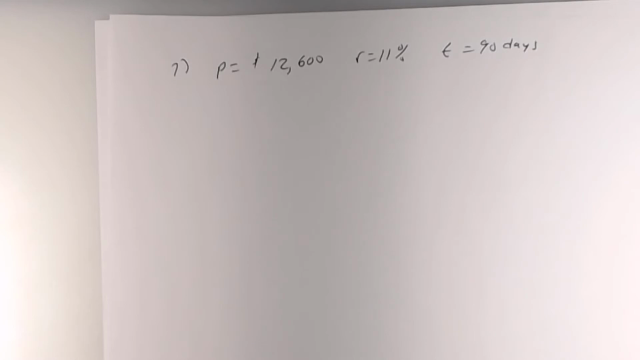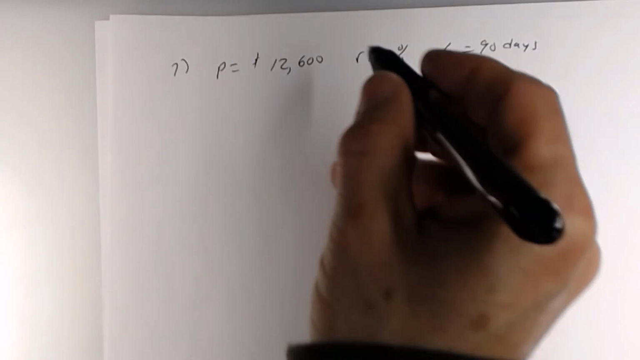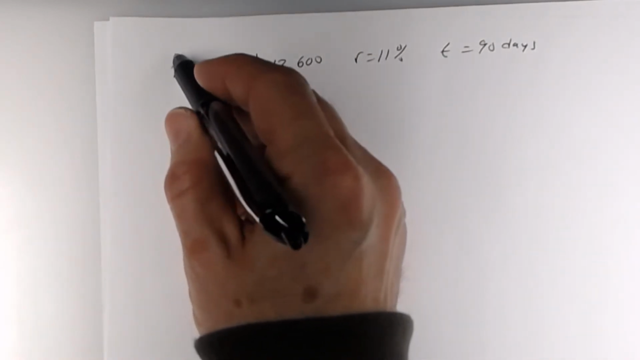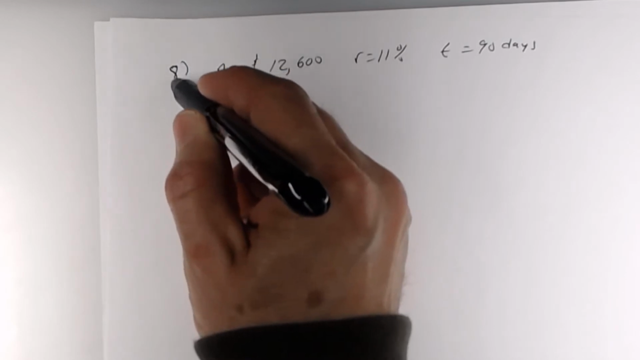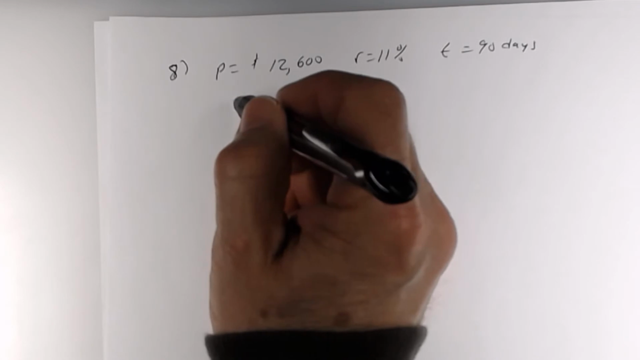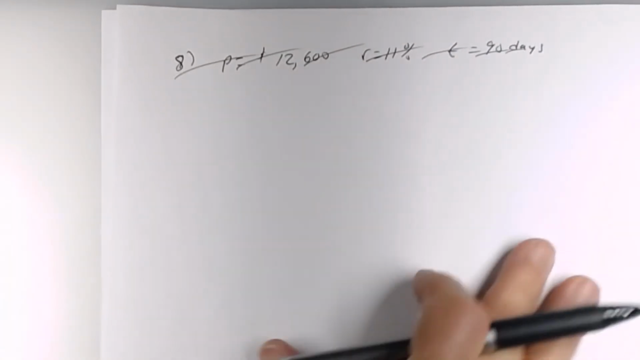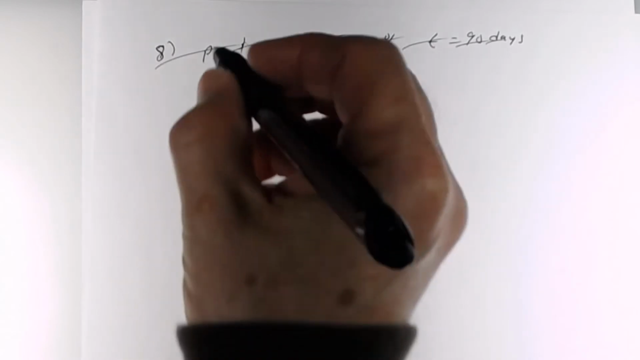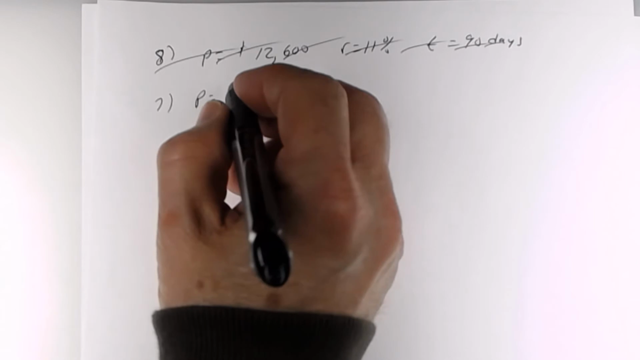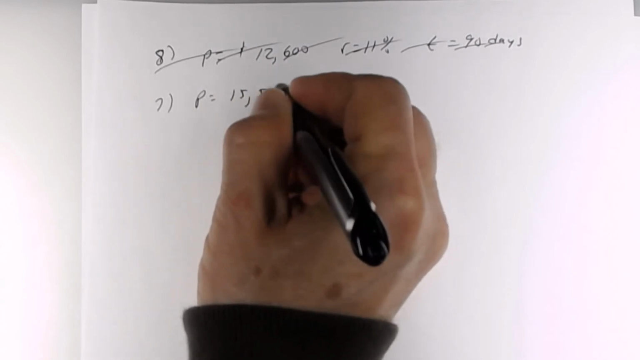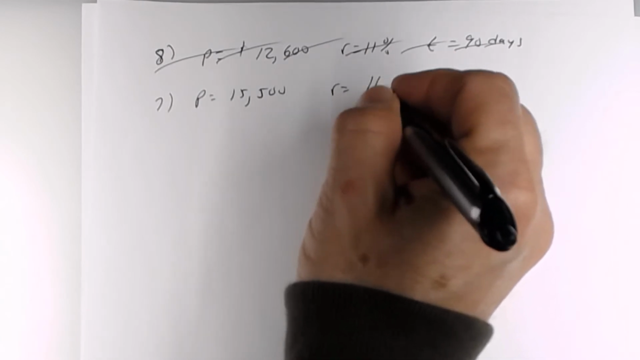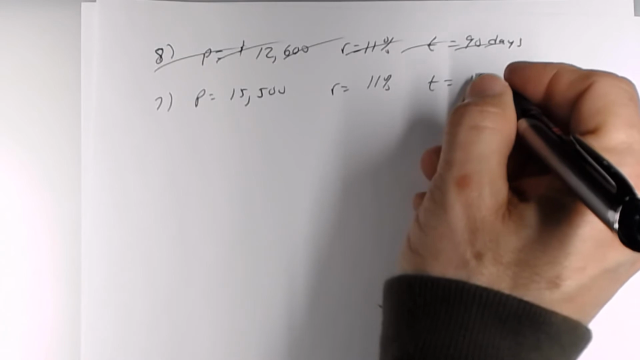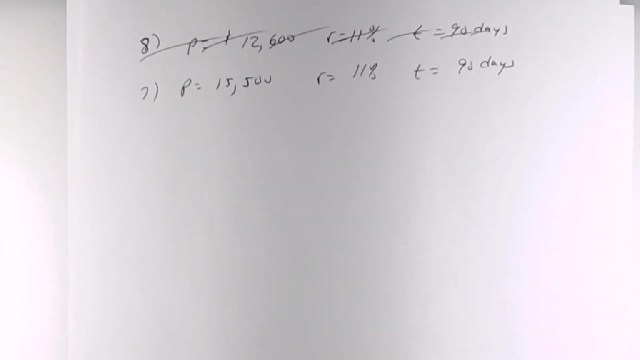Wait, are we doing 7 or 8? Number 7, is that right or wrong? Oh, you said 12,600. Was that number 7? Did I write it wrong? That was 8. Oh, I'm sorry. Okay, I want you to do 7. So 7 is 9,000, is that right? Okay. 15. Yeah. We can stay with 8. Since I already have it written, is that 8? So the whole thing is wrong, right? All right. Let's just delete that. So 7. The principal is 15,500. The rate is 11%, and the time is 90 days. So I had the principal wrong. Okay. All right. So that's number 7.